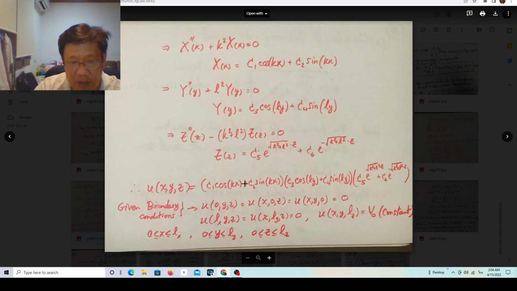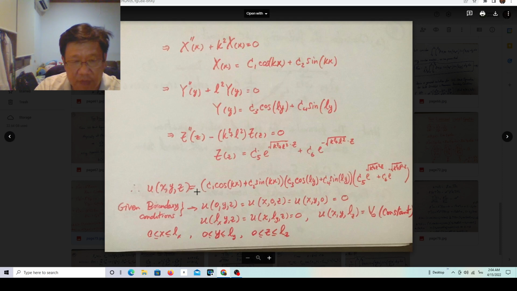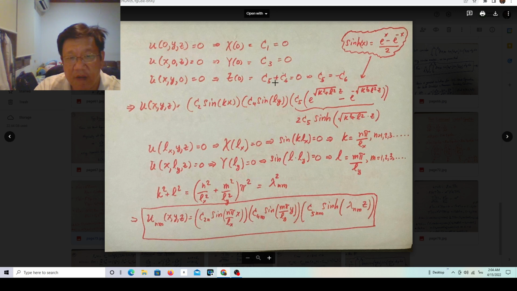You look at this term, and you know that when z is 0, you get this constant term c sub 5 plus c sub 6 multiplied by these two functions. Therefore, it's only guaranteed if c sub 5 plus c sub 6 is equal to 0. Or in other words, c sub 5 has to be equal to minus c sub 6.